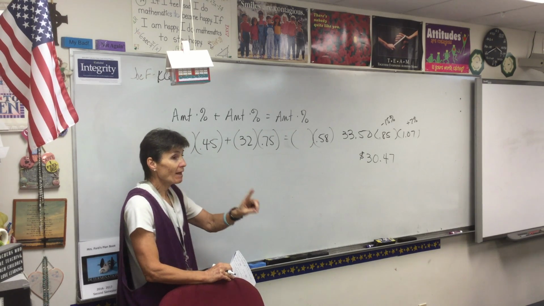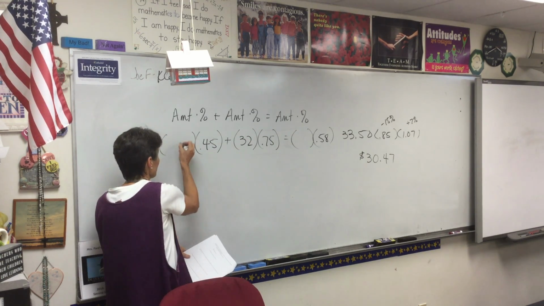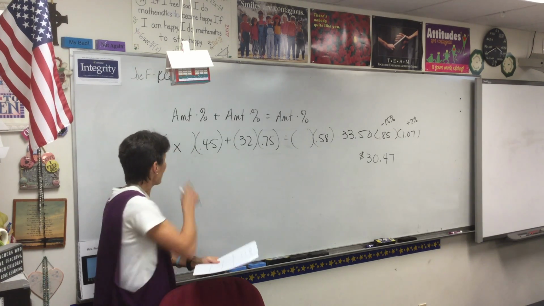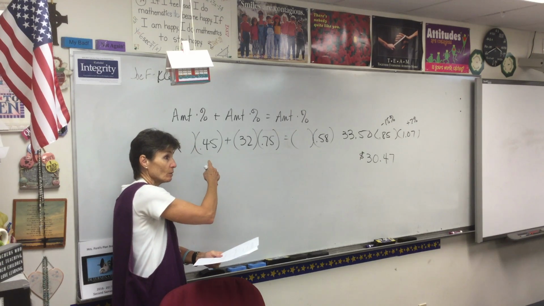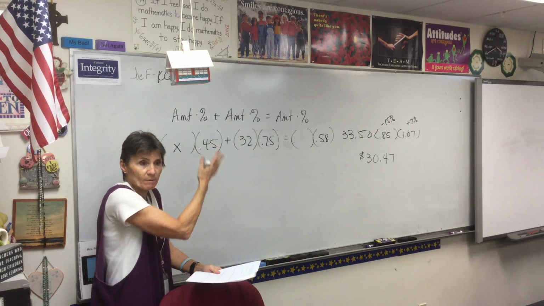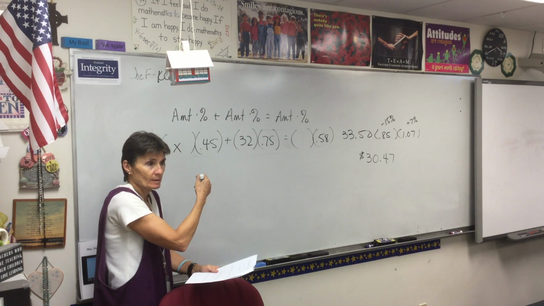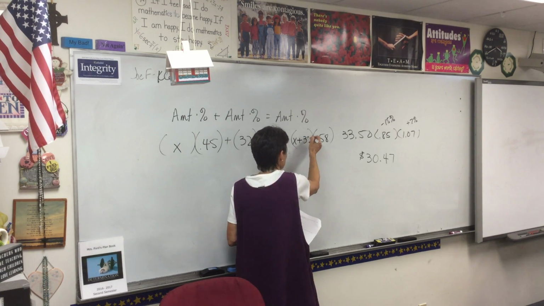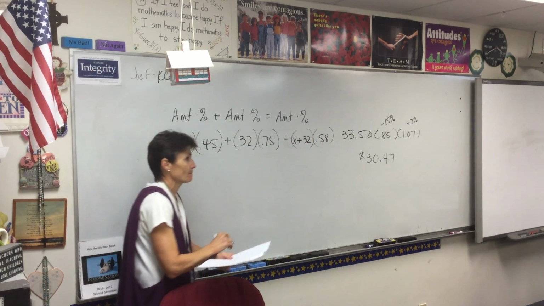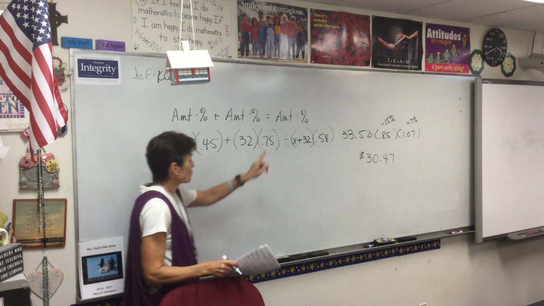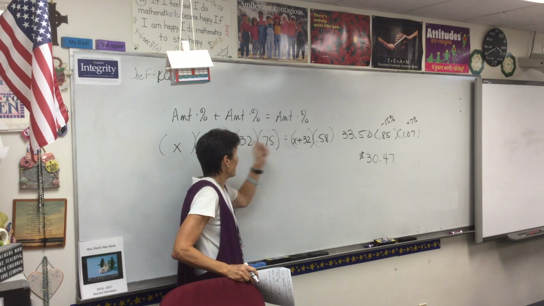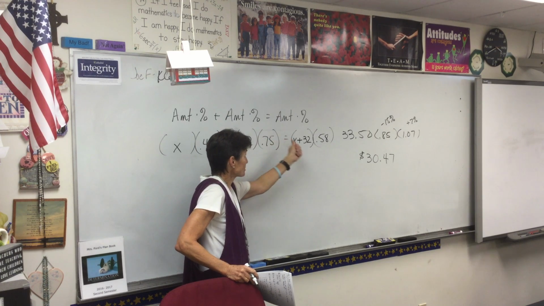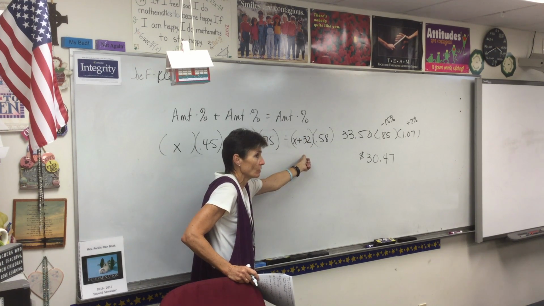Now, Matthew says that he put an x here. That makes perfectly good sense because it says how much 45% cocoa. So x is going to be the answer to that question. And then down here, he put x plus 32. Does that make sense? Yes, because where is that coming from? Adding these two together. So x plus 32 is going to be the total.